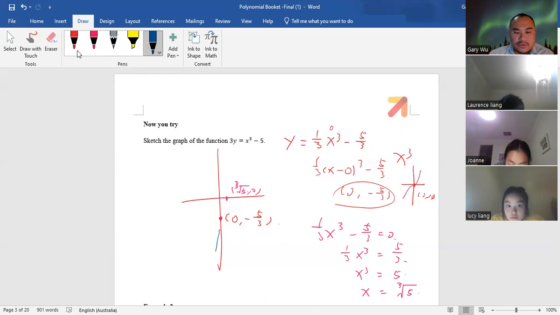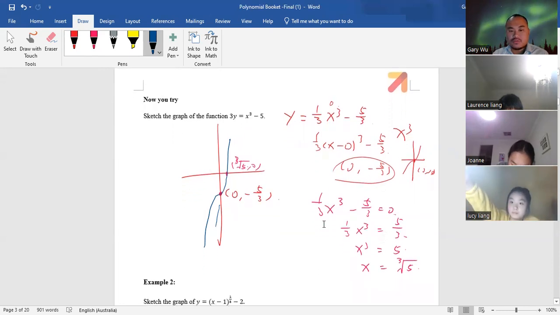So this is the point of inflection. So here, yeah, it will be something like that. Does it make sense? All right. All good? Okay, now let's move on.